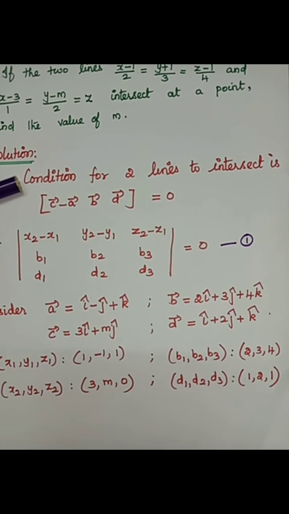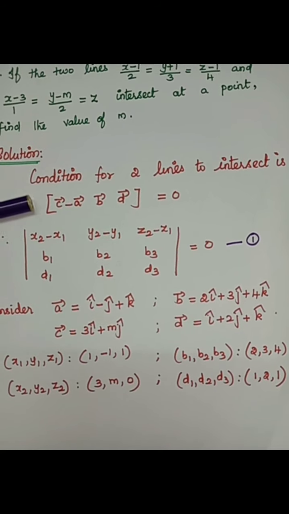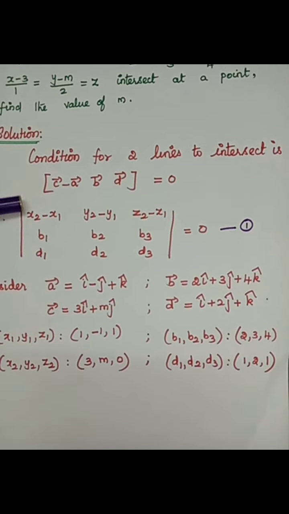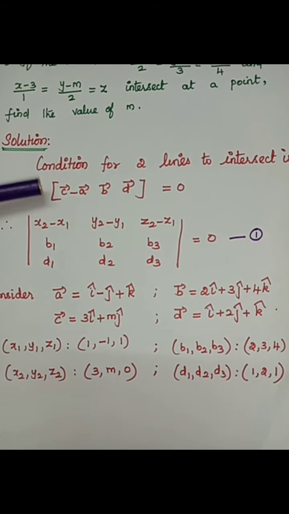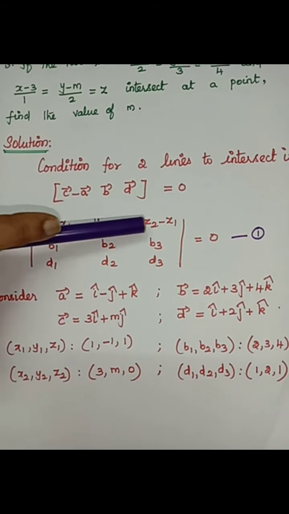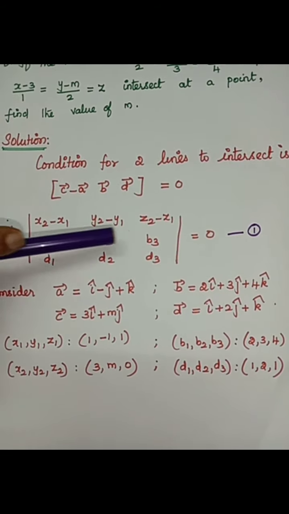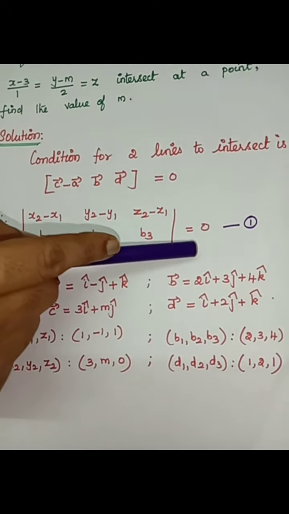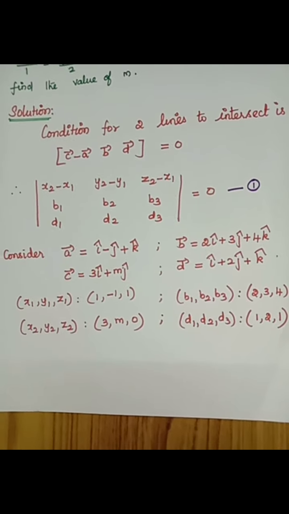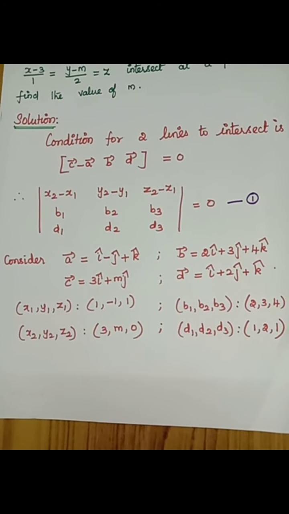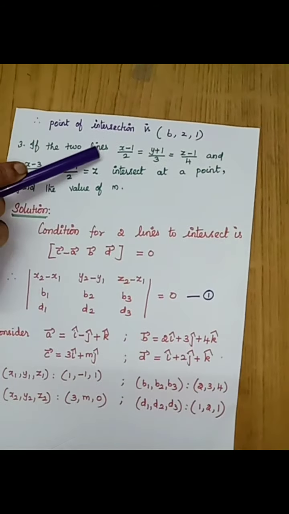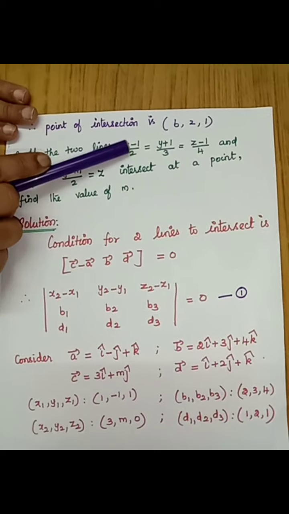So the condition for two lines to intersect is the box product of (c vector minus a vector), b vector, d vector is equal to 0. So in the Cartesian form, evaluating the box product, you can write the determinant x2 minus x1, y2 minus y1, z2 minus z1, b1, b2, b3, d1, d2, d3, which is equal to 0. So we have to find a vector, b vector, c vector and d vector. Now a vector has to be taken from the first line, so it has to be taken from the numerator.